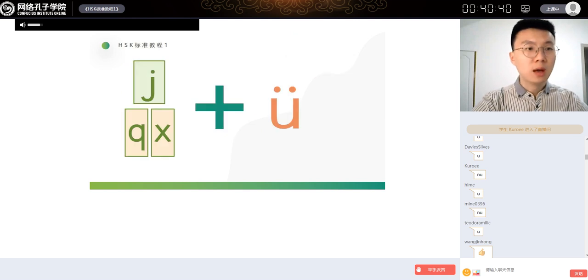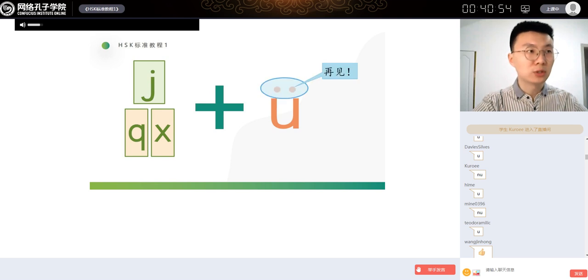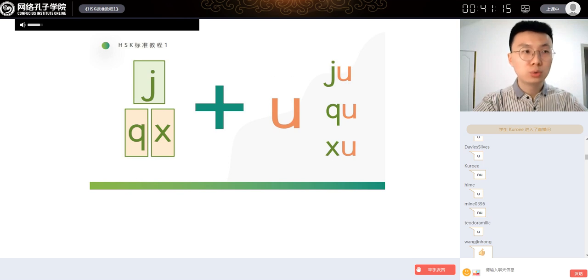Let's look at this one. When yu or a final beginning with yu follows j, q, x, the two dots on the top of yu should be removed. We should say goodbye to these two dots because u cannot be used after j, q, x. So in this case, we can omit these two dots after j, q, x. Like this. 居、区、虚. Here, it's not u, this is yu, not u. Be careful.